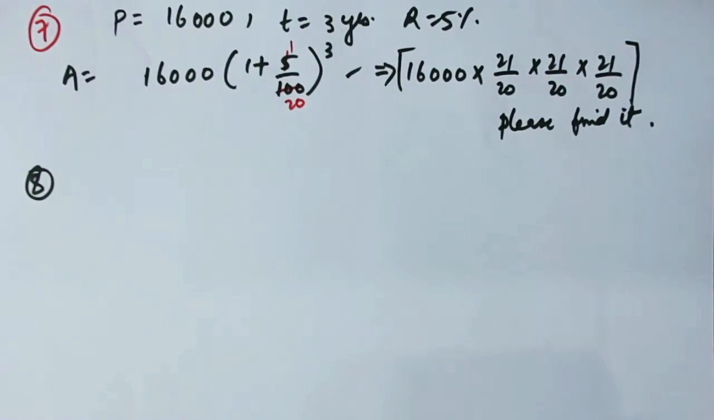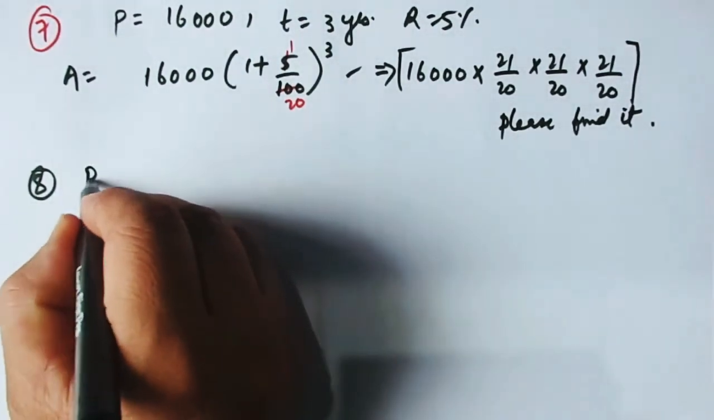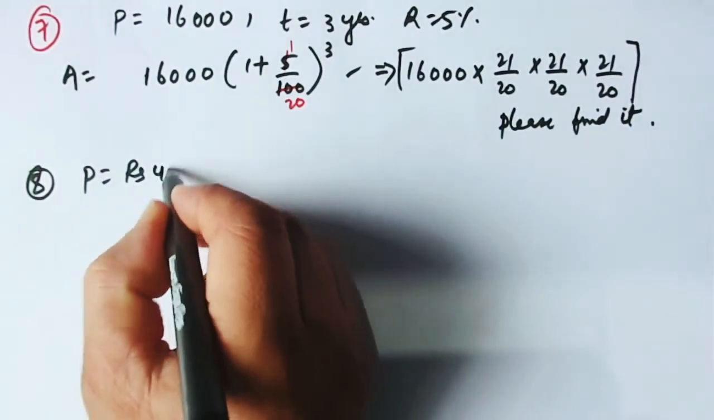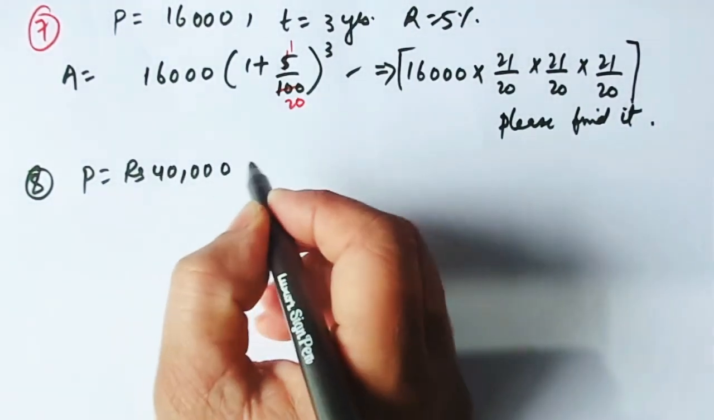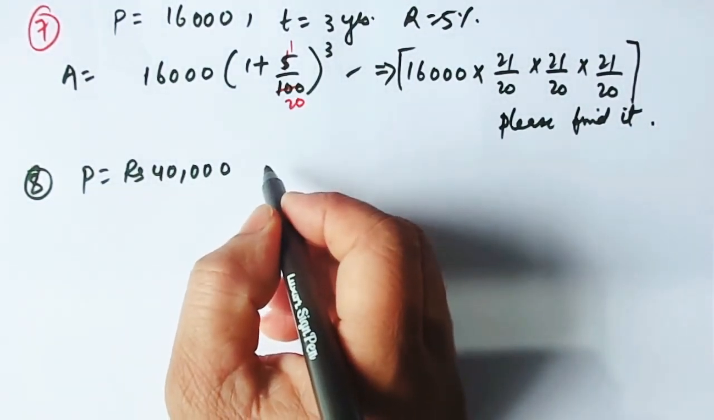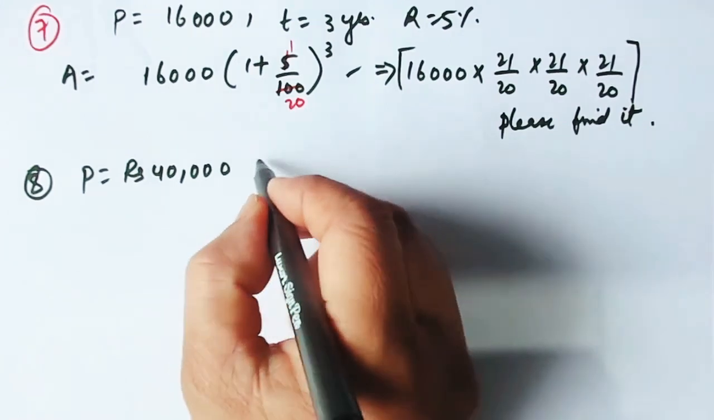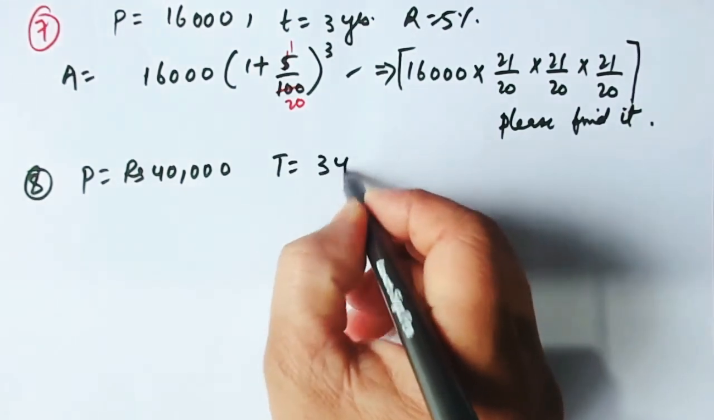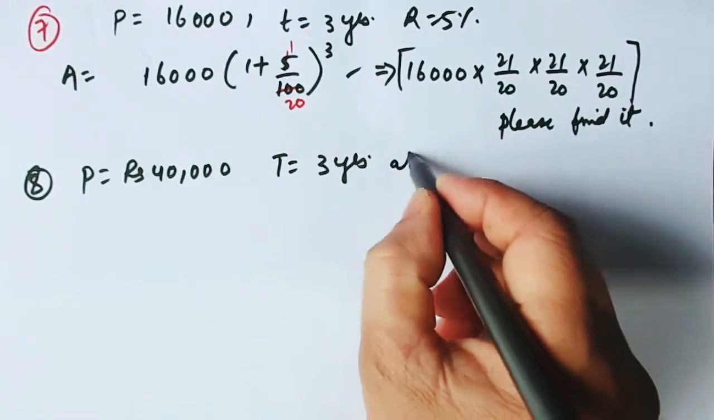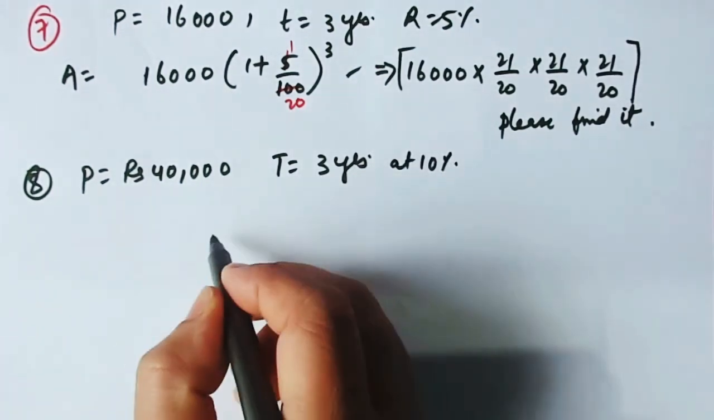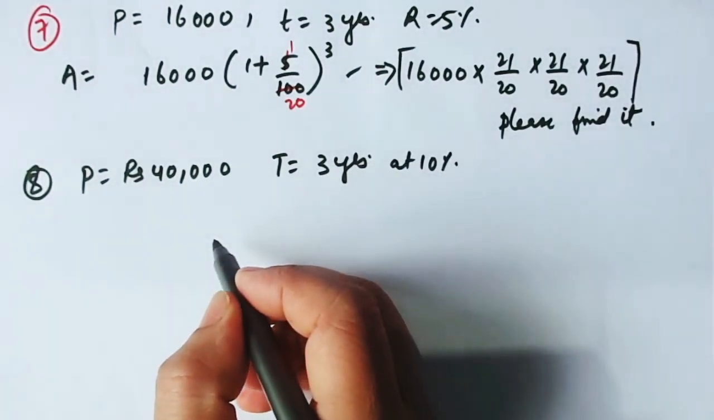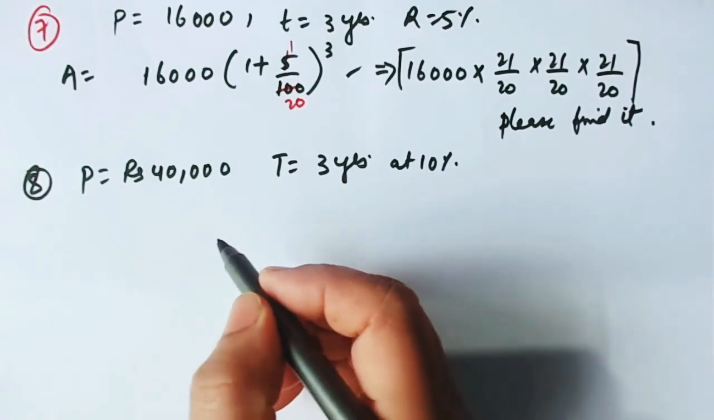What is in number 8? Rekha borrowed rupees 40,000. The principal is equal to rupees 40,000. Time is equal to 3 years at 10% per annum compound interest. Calculate the interest paid by her for the second year.